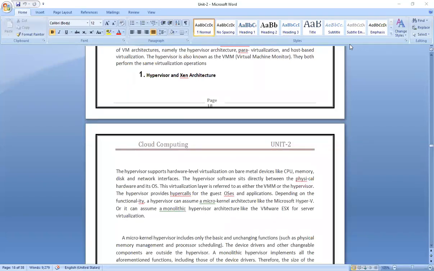And this is also a hardware virtualization technique that allows multiple guest operating systems to run on a single host operating system or single host machine at the same time. And sometimes we refer to the hypervisor as a VMM. VMM is a virtual machine monitor.